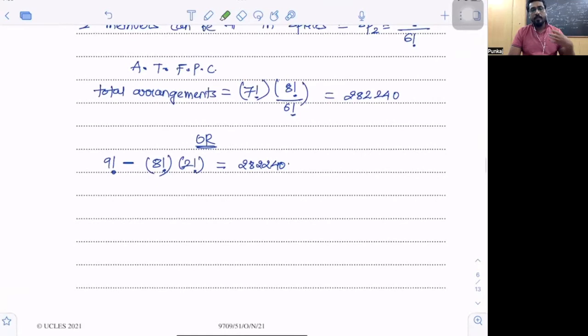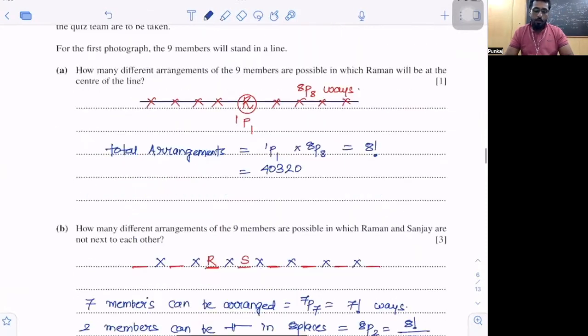But my favorite method is the first one. You ask Raman and Sanjay to stand aside, arrange all the objects first, and then call them and ask them to stand in any of the remaining places, the places which are now generated by the 7 people. So 8 places get generated, 2 objects need to be arranged. So I can have my answer by this or by this method. Okay, so that was all about question number 5.